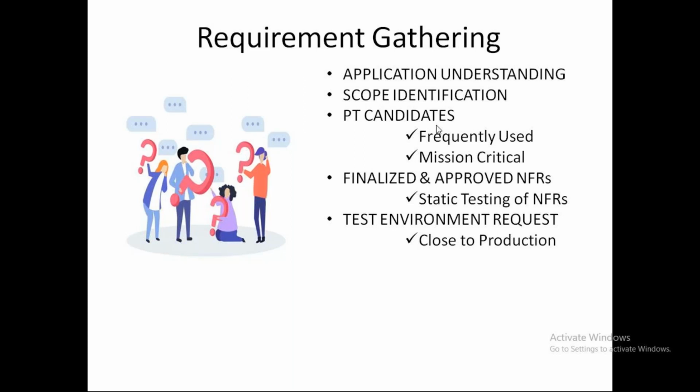Any application can have so many functionalities, right? So our job is, how do I identify which scenarios are going to be my performance test candidates. This is an interview question, guys. How do you determine which user journeys will be in scope of performance testing? Remember, your answer should be the frequently used scenarios and the mission critical scenarios.